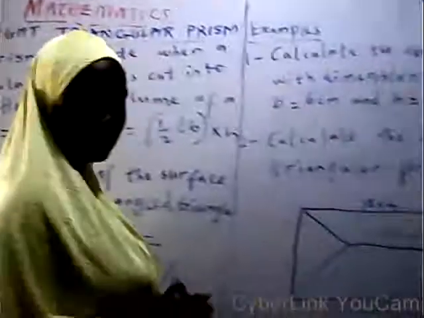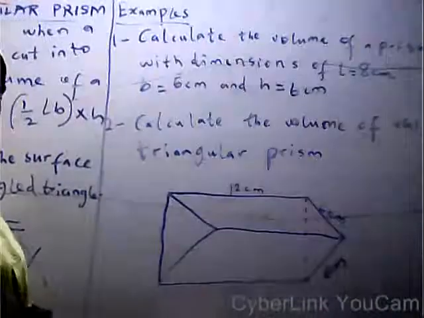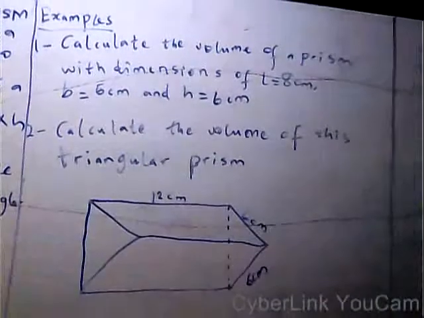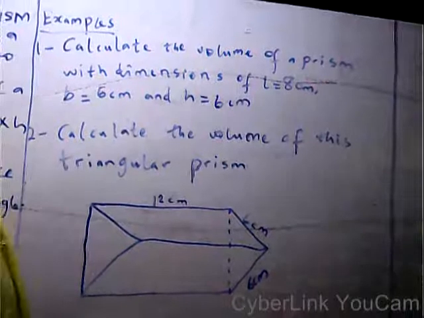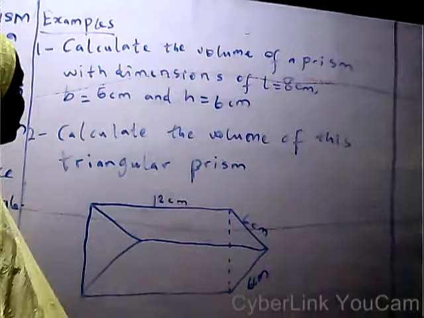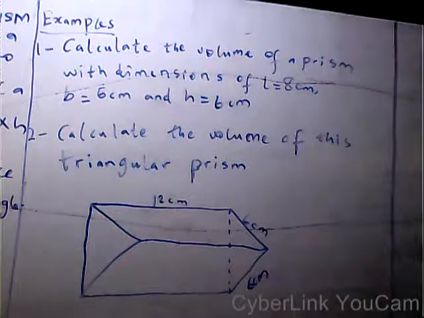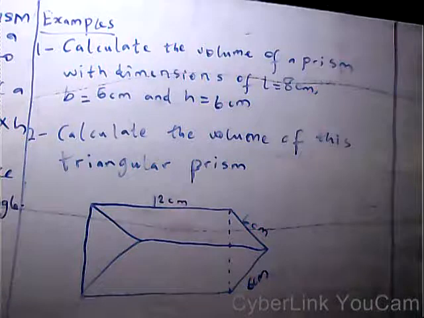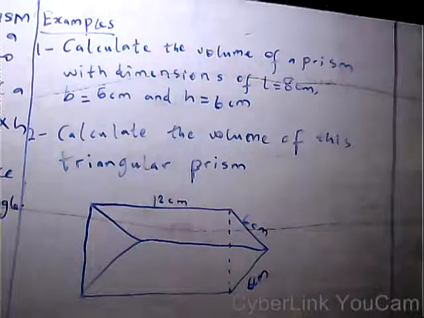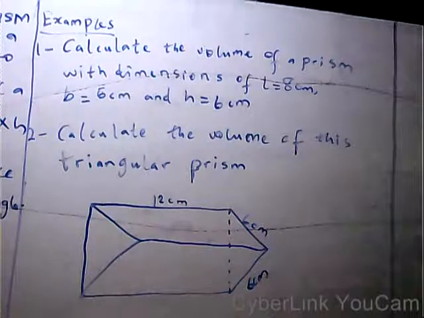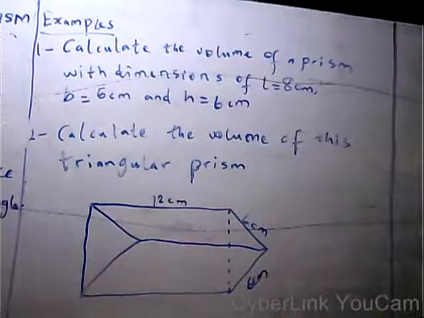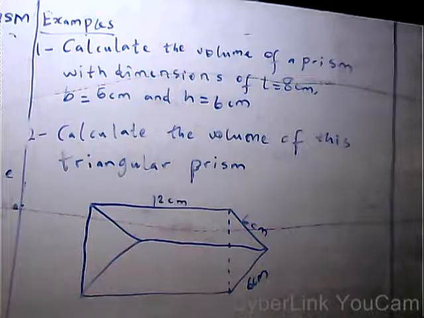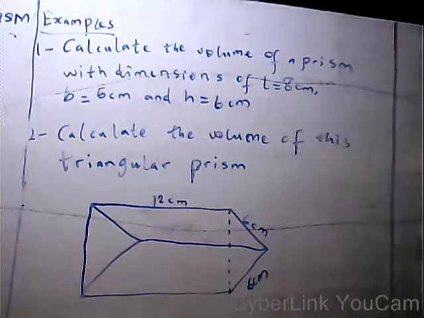The first example says, calculate the volume of a prism with dimensions of L equal to 8 cm, breadth equal to 5 cm, and height equal to 6 cm. While the second question says we should find the volume of a triangular prism, and we are given a particular diagram of the triangular prism. They say we should find its volume. Now let's look at these examples one after the other.